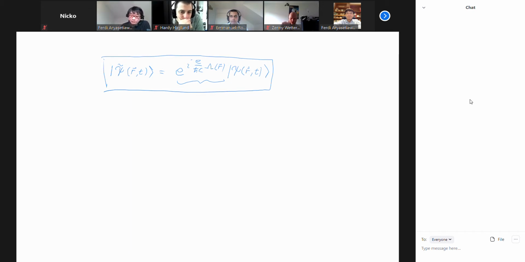One can also just use this form here and verify directly by using it in the Schrödinger equation. If you plug this into the Schrödinger equation with the gauge transformation, then you will find that this state fulfills the Schrödinger equation. That's another way. Okay, so this is gauge transformations.